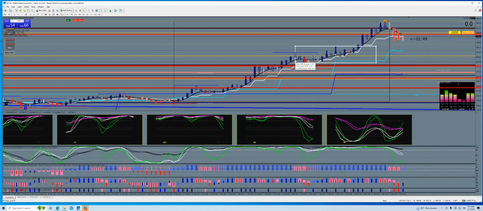Because the 15 is not, the white line still hasn't come out of the 80 to signify a true change in direction. The white line doesn't come out of the what? The 80 level is still above the 80 on the 15.